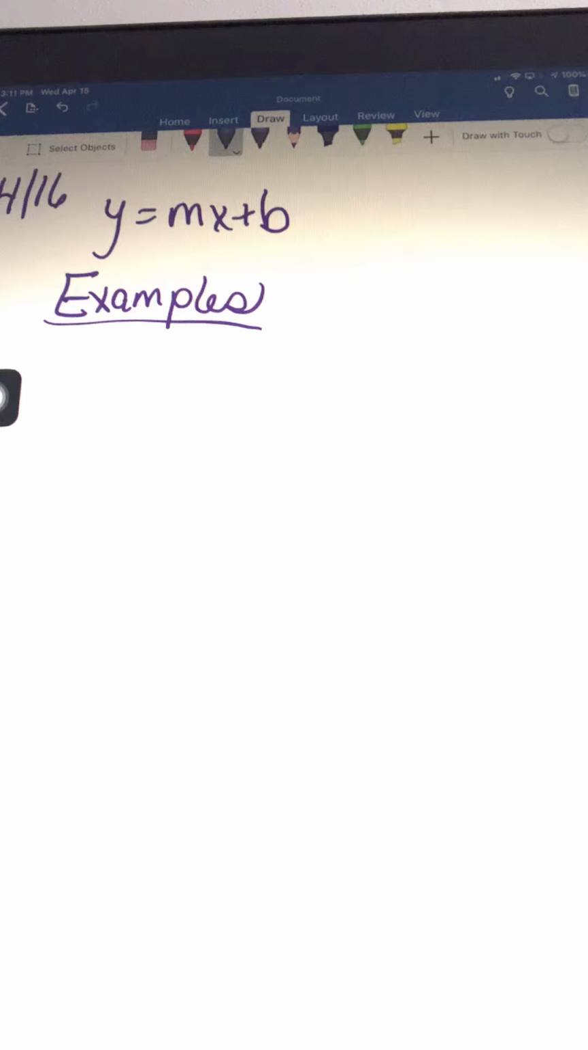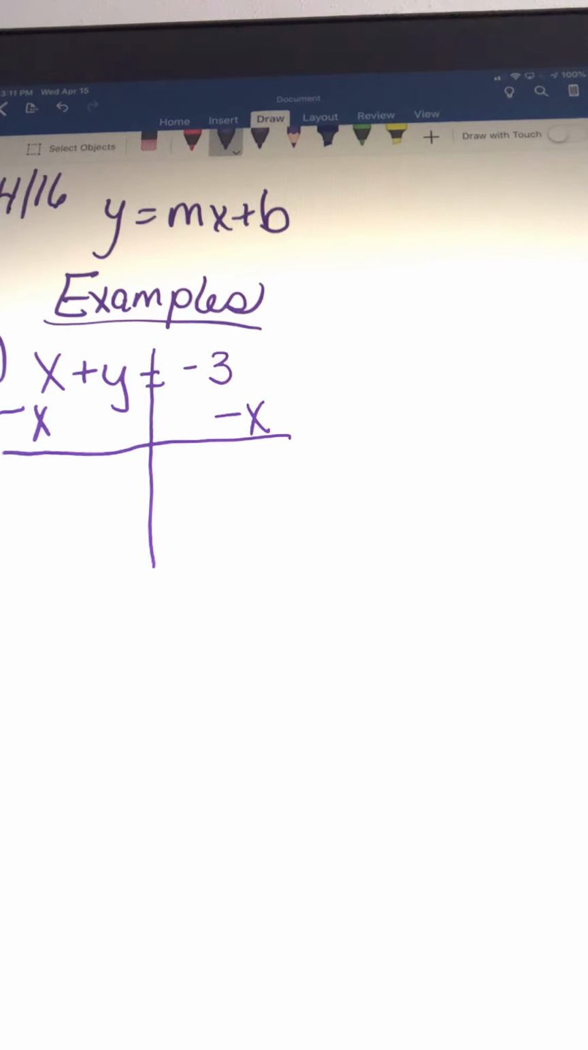Number 1. First, you're going to be given an equation. So the first equation is x plus y equals -3. Remember step 1. Get it into y equals mx plus b. So first, let's move the x to the other side. We make it a negative because we are taking it across the equal sign.